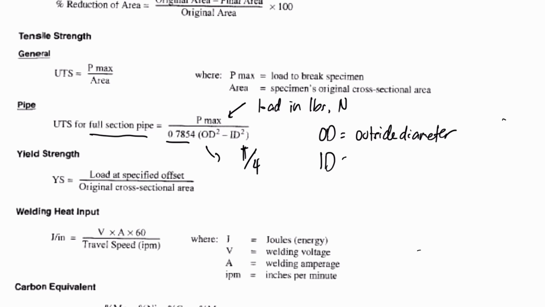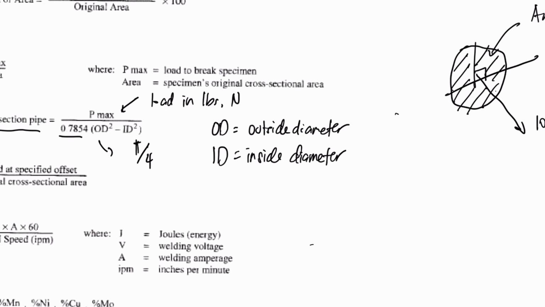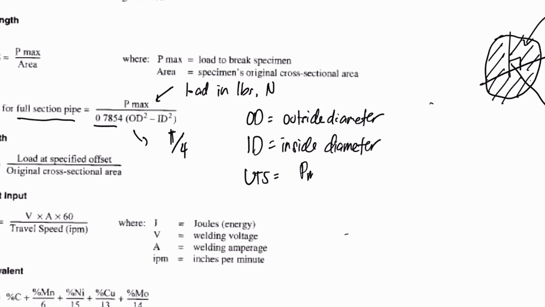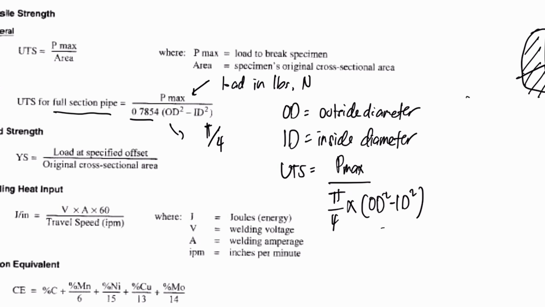Then the ID is the inside diameter. You can write that formula as well as UTS is equal to Pmax over pi over 4 times OD squared minus ID squared. Later, I have an example showing this formula and how to use them.